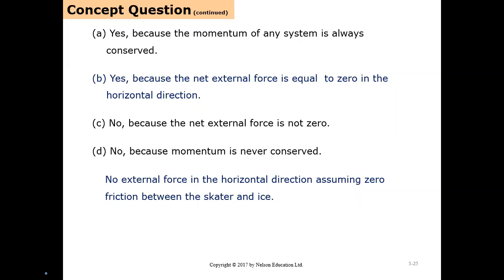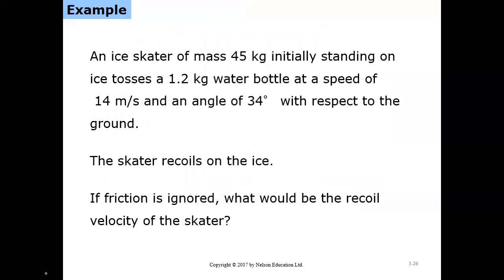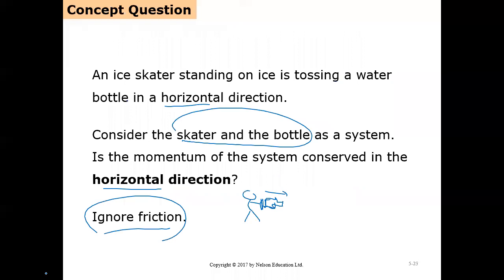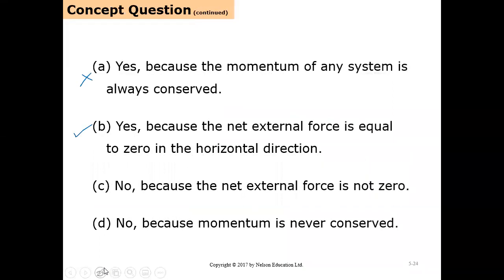Yes, because that is right. So now we have a question to answer. What is the question of that answer? The second part of the question, okay? The question is this. Consider the skater and the bottle as a system. Is the momentum of the system conserved in the horizontal direction? That's the question, okay? And the answer is yes, because the net external force is equal to 0 in the horizontal direction. Okay, is that fine?